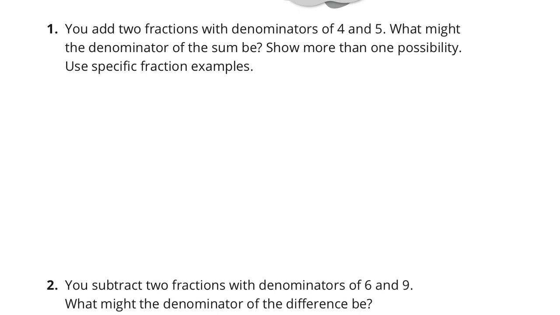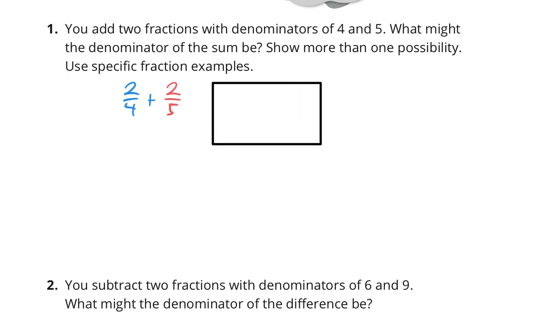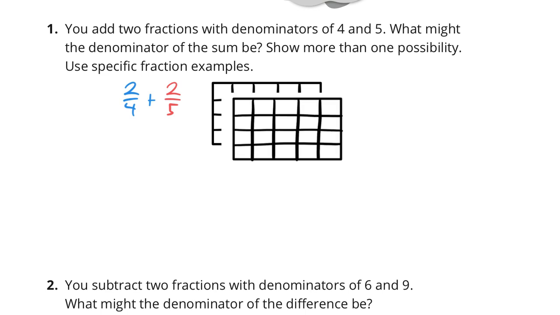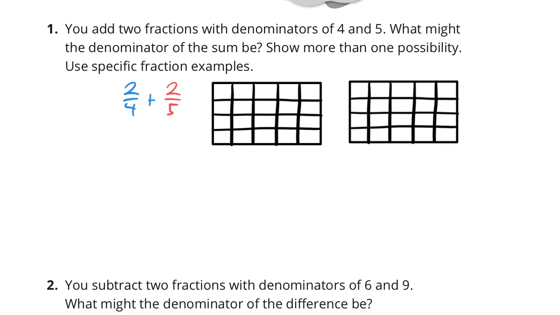Alright, so let's say I add 2/4 and let's say 2/5 as well. I know that I can always make a shape and divide it. I can divide that shape into 4 rows and 5 columns. So here are 4 rows and 5 columns, and I think I might just duplicate it and move it over here so that we can see 2/4 and 2/5.